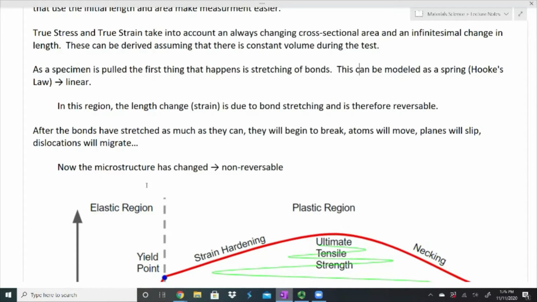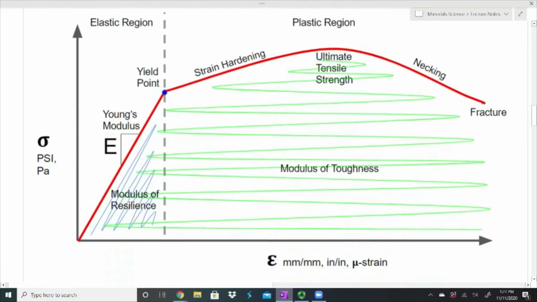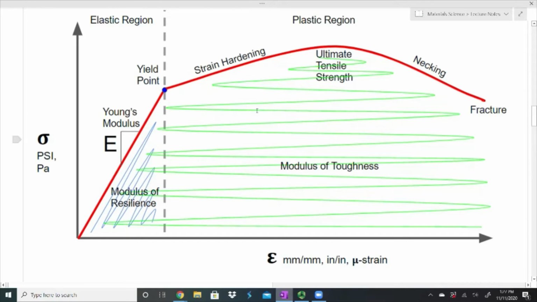I'm going to keep stretching this though, let's say, and after I stretch it too much, it's not just going to keep stretching these bonds. At a certain point, I'm going to start breaking bonds. And when I break bonds, atoms will begin to move, planes will slip. We talked about imperfections in our material, and some of those were dislocations. Dislocations will move, they'll migrate through our grains. In other words, as I keep pulling my material apart, as I keep straining my material, the microstructure is going to start changing. Once the microstructure changes, it's no longer going to be reversible. Now I have this picture here, but I want to go through it one at a time.